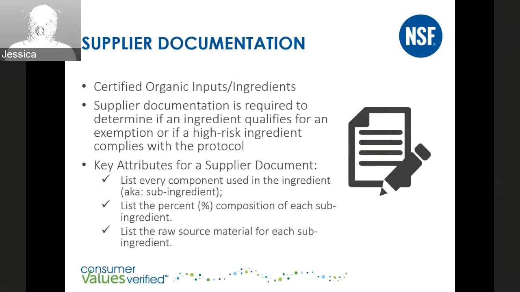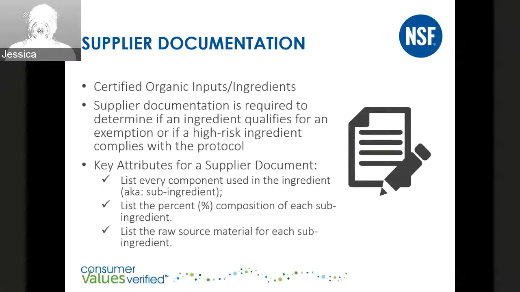So even True North will request supplier documentation to confirm that an ingredient either A, qualifies for an exemption, or B, if it's determined to be high risk, complies with the protocol. I want to touch base on some key attributes of a supplier document, because this sometimes will be a barrier. The document should list each and every component used in that ingredient.